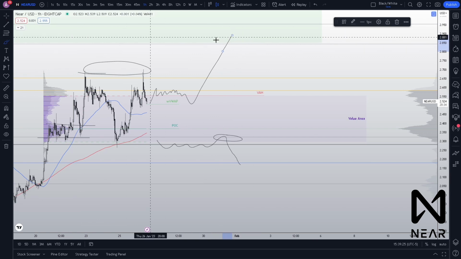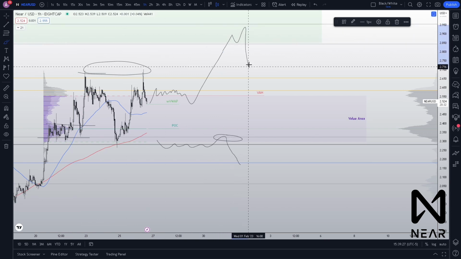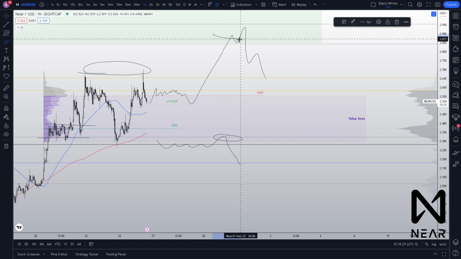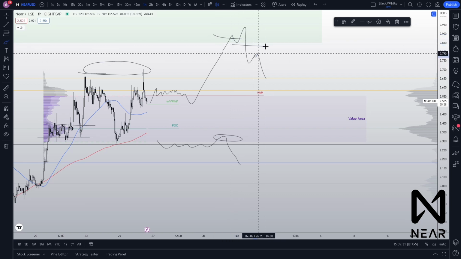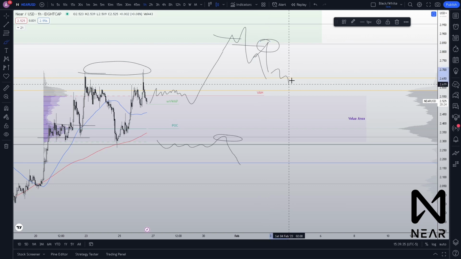And ideally what you want to see here is a swing failure and move down, where you get your sweep and your change of character. You get a retap into supply here and our confirmed bearish order flow into a move down.